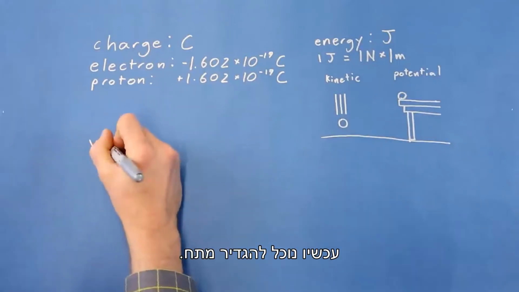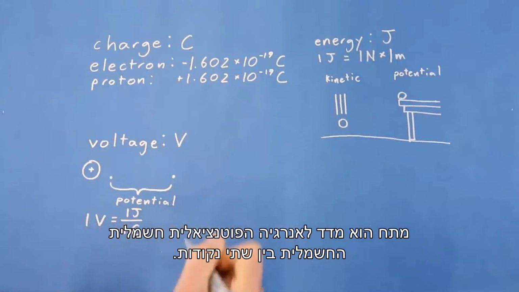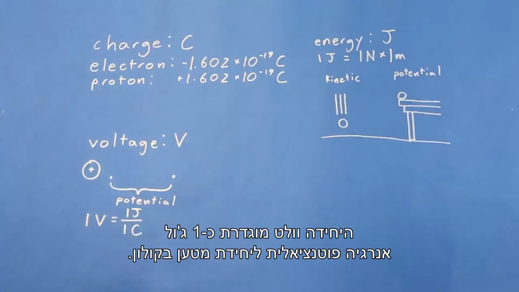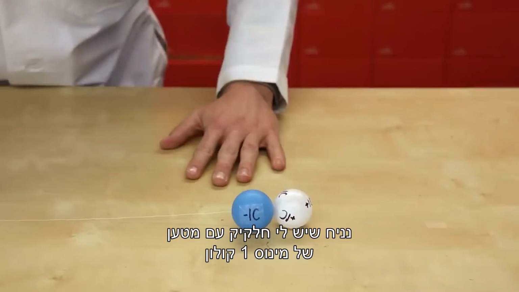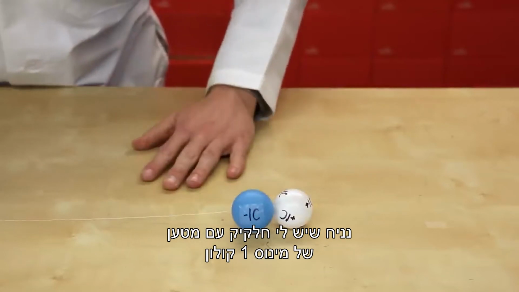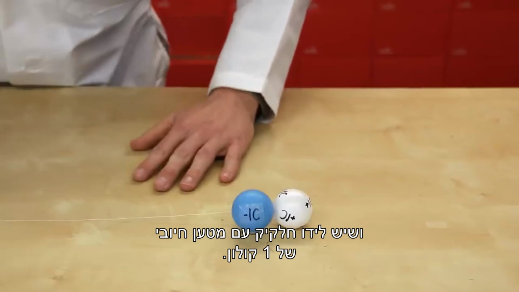Now we can define voltage. Voltage is a measure of electric potential between 2 points. The unit, volt, is defined as 1 joule of potential energy per unit charge given in coulombs. Let's explain this with an example. Let's say that I've got a particle with a negative 1 coulomb of charge. Then, let's say there is a particle with positive 1 coulomb of charge next to it.